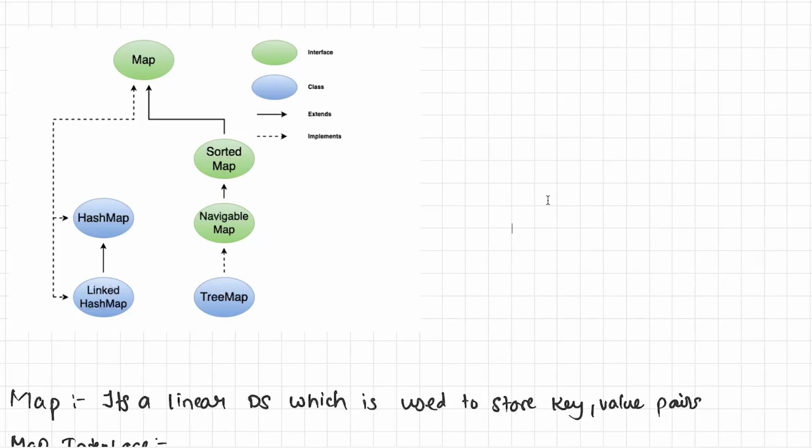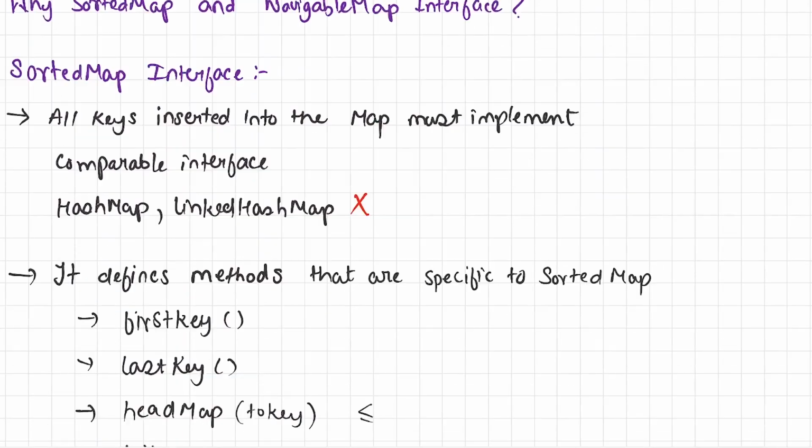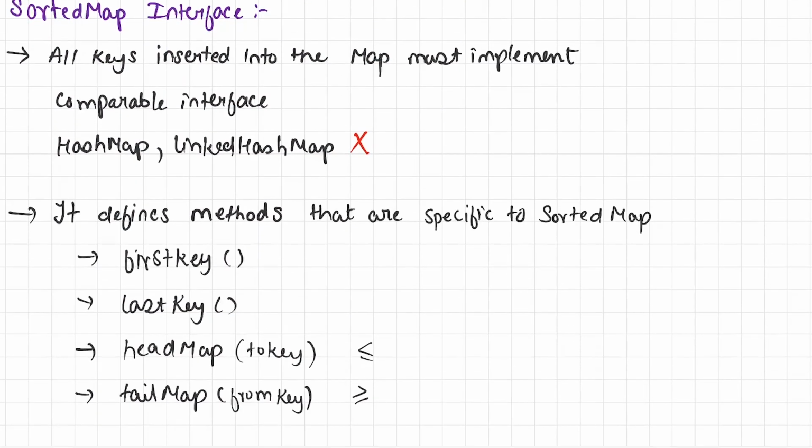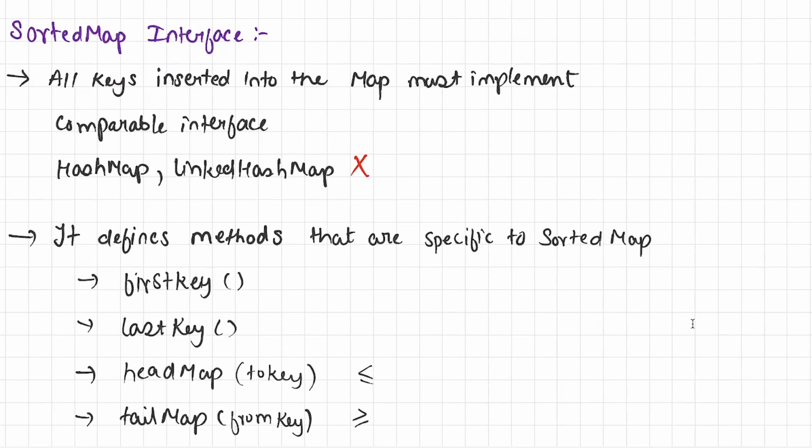So why is it so? Well, the reason is pretty simple. It is because of the separation of concerns. Here SortedMap has some responsibilities and NavigableMap has some responsibilities. So let me show you what all the responsibilities are. Here SortedMap has two responsibilities.